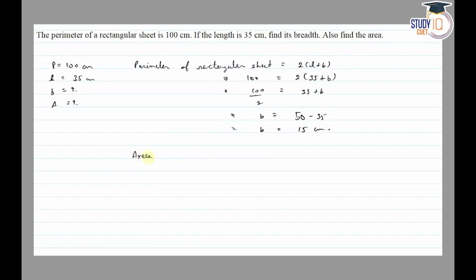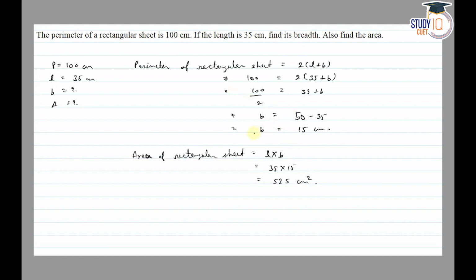So area of rectangular sheet is equal to l into b. So length हमें गिवन है 35 into 15 is equal to 15 5 is 75, 15 3 is 45 plus 7 is 52, 525 centimeter square.